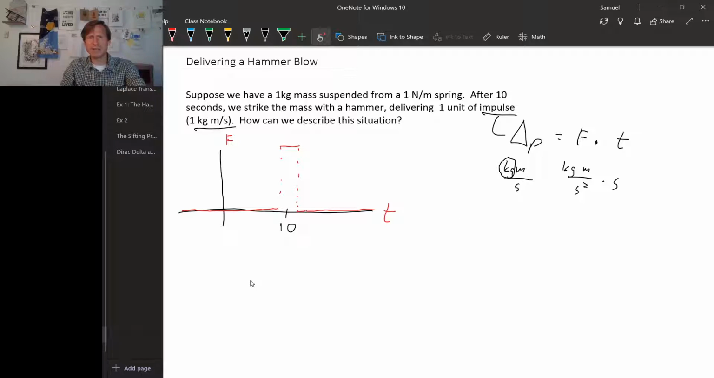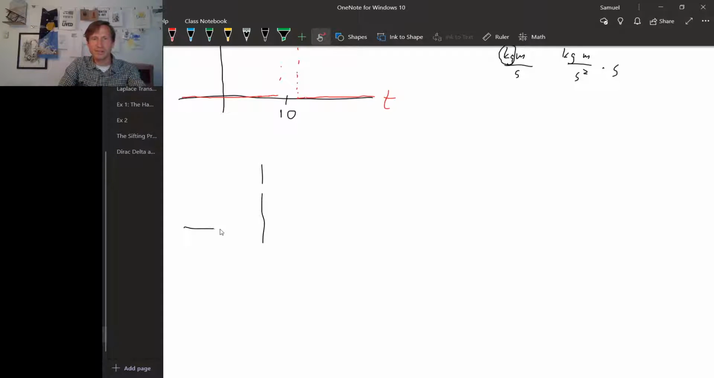So what we're going to do is come up with a way to write a function that describes an instantaneous impulse, an instantaneous unit impulse. We're going to have the impulse happening at time 0, and then we can shift it to any time we want. In particular, we can shift it to time 10. So this is going to be a graph of time versus force, and we're going to have an impulse that's happening at time 0. This is like the hammer blow, but it's happening at time 0.